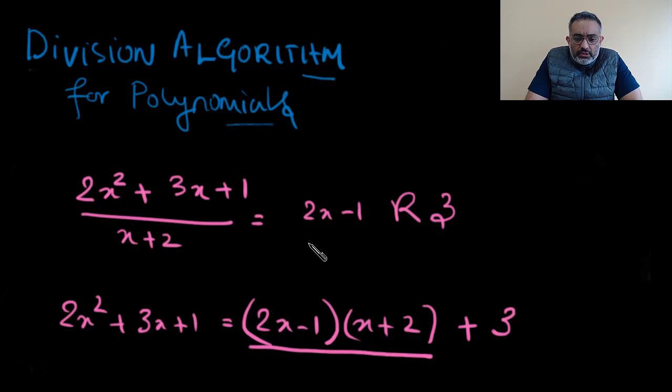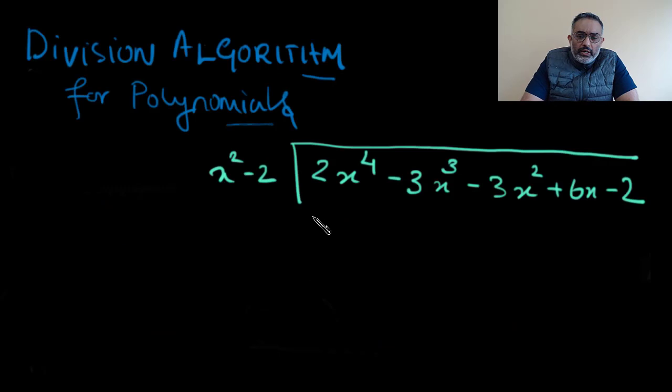Now I want to demonstrate this concept for a more complicated higher order polynomial, which we will look at next. Okay, so here we have two expressions, 2x to the power of 4 minus 3x cubed minus 3x squared plus 6x minus 2 to be divided by x squared minus 2. All right, now as we talked about in the previous portion of this video, our first step is to focus on the highest order in both expressions, which is 2x to the power of 4 and x squared.